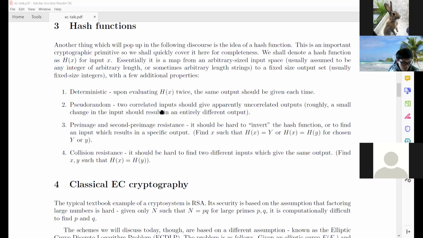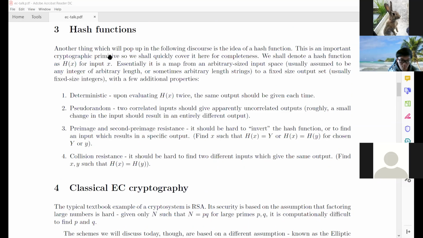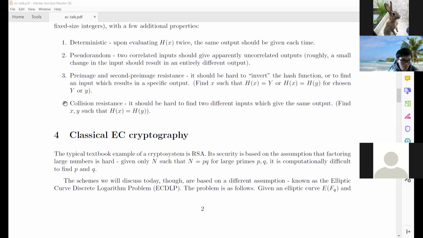Does that make sense to everyone? If anyone's not happy with the idea of a hash function, just message or say something. But otherwise, I'll move on.